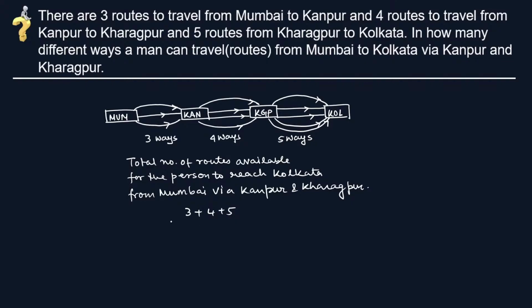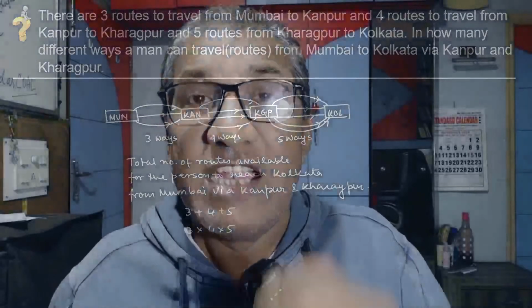Now, my question to you is, will I add these 3, 4 and 5 to get the total number of ways? Or do I have to go for multiplication to get the total number of ways? That's a big question. Now you ask yourself, the complete work is what? A person starts his journey from Mumbai. First he reaches Kanpur, then he reaches Kharagpur, then he reaches Kolkata. So from Mumbai to Kanpur, in how many ways can you reach there? In 3 ways.